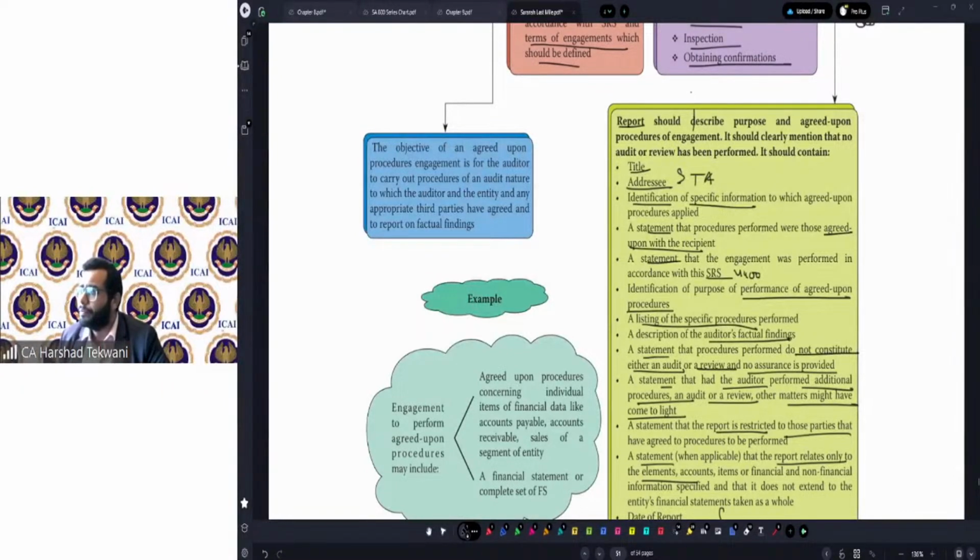Any doubts? Any doubts? I hope it is clear with me. Abrakesh, any doubt on this one?